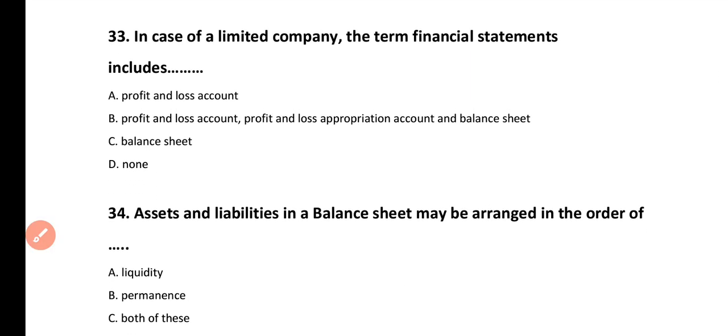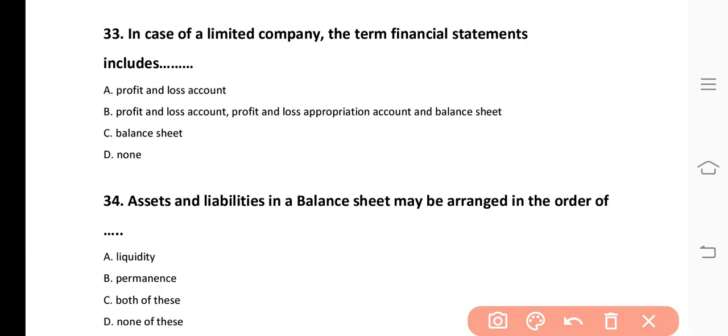MCQ number 33. In case of a limited company, the term financial statement includes: profit and loss account, profit and loss appropriation account, and balance sheet. So the correct option is option B. For a limited company, financial statements include the profit and loss account, profit and loss appropriation account, and balance sheet.